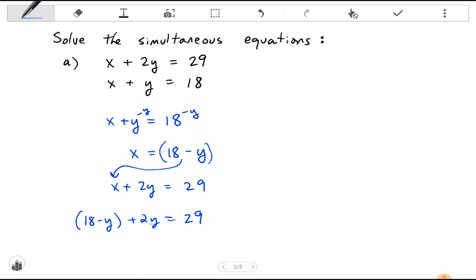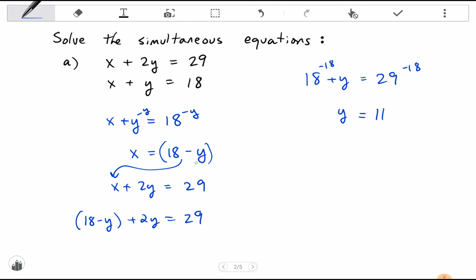We can first group like terms, so negative y plus 2y will be y. So this yields 18 plus y equals 29. We want just y on the left side and just 18 on the right side, so we'll subtract the 18 from each side. And 18 minus 18 is gone. We have y equals 29 minus 18, which is 11. So we get a solution of y equals 11, and now we need to find x.